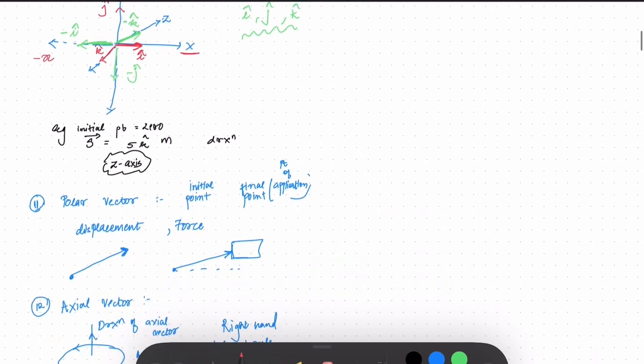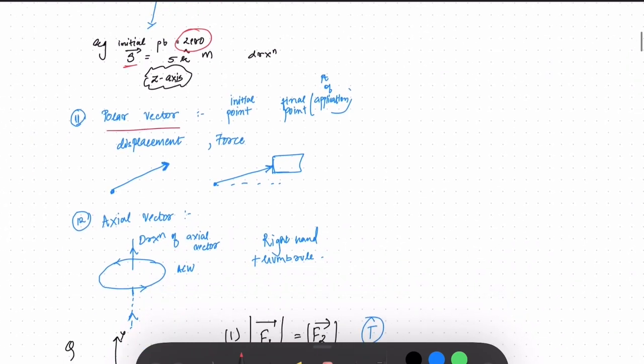Now for example, a person has an initial point 0 and its displacement is 5 k cap meters. This is the way we represent vectors. The displacement is 5 k cap meters. What does k cap mean? It has moved 5 meters in the z direction, that is out of the screen. Simple as that. Now next is polar vectors. What are polar vectors? Polar vectors have an initial point and a final point, that is the point of application.